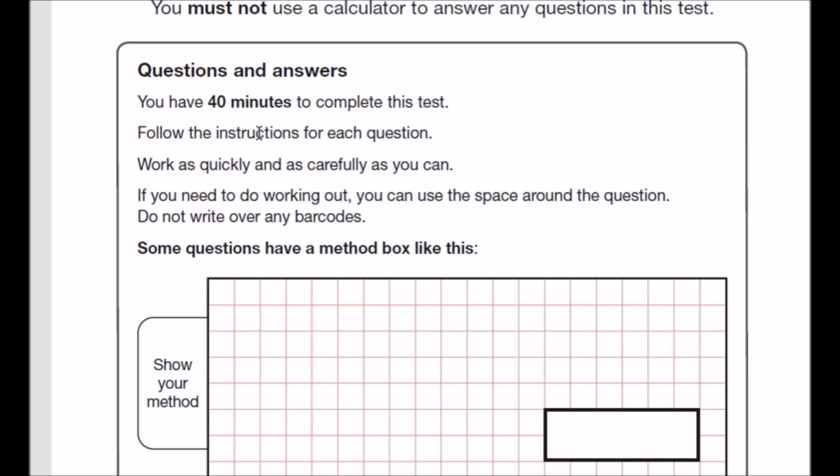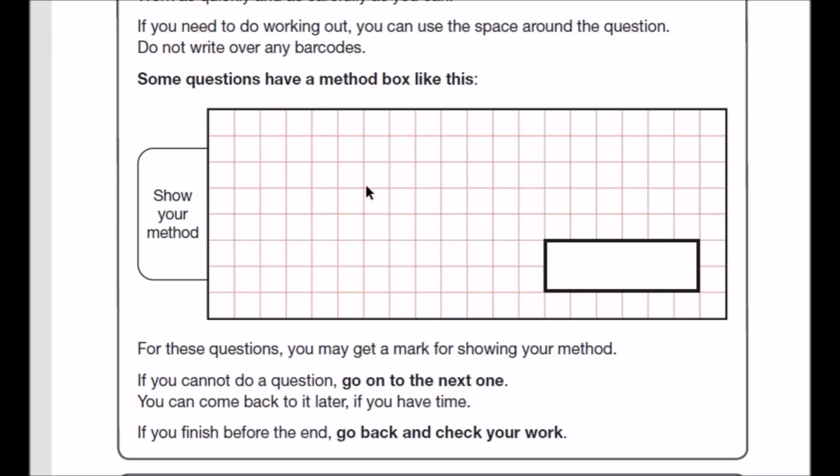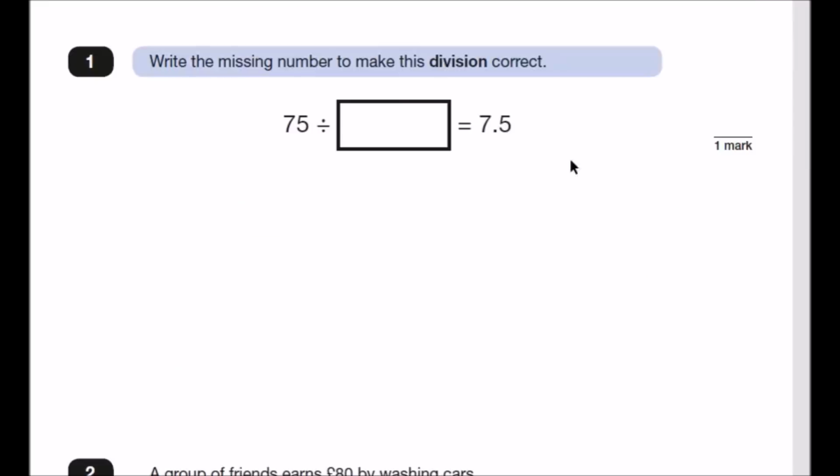If you need to do working out, you can use the space around the question, and definitely do not write in any barcodes. So you've got these boxes like this, most likely the pink box. Do your working out in here, and then write your final answer in the massive empty shaded cell.